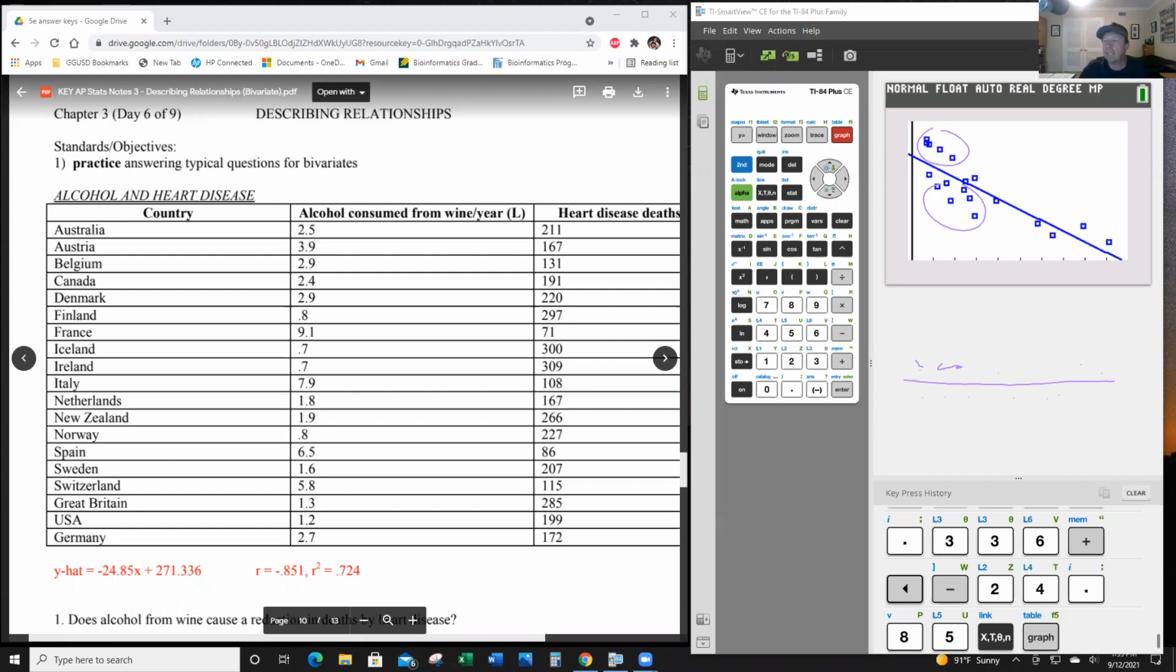What you end up having is this is randomly scattered. So it looks like a line. The residuals are randomly scattered. R squared is really high. It's 0.724. So you know that this is a pretty good fit for the data.